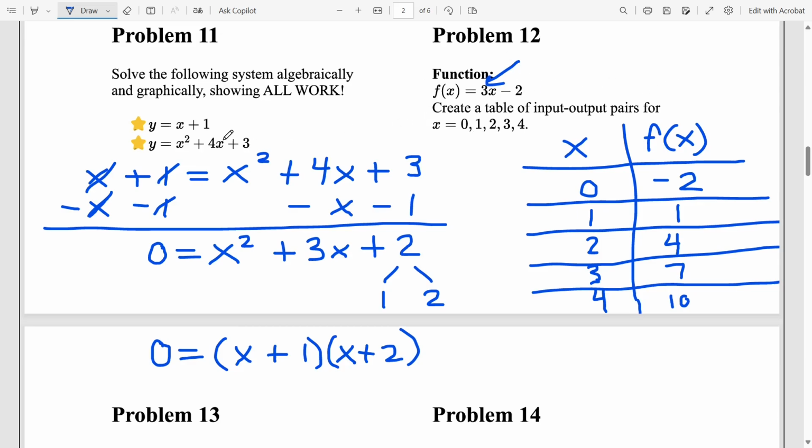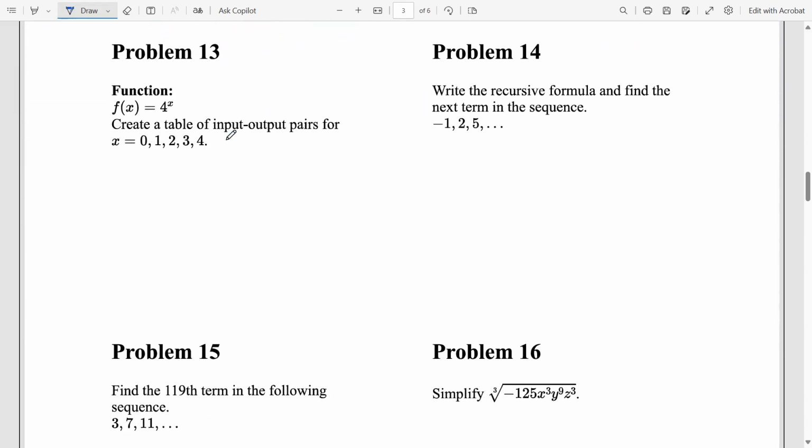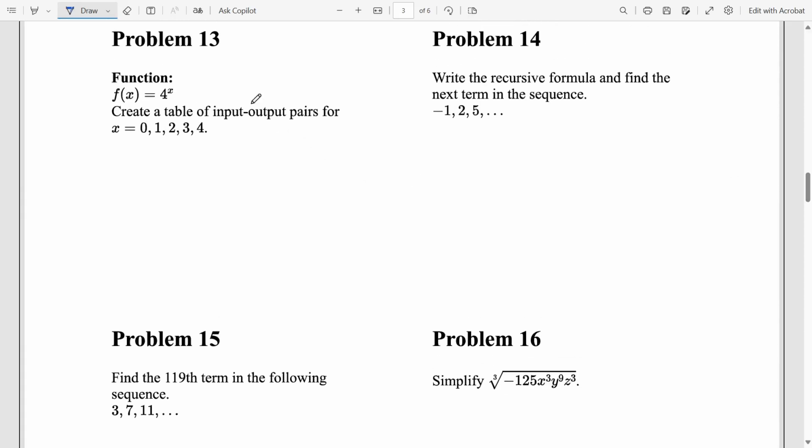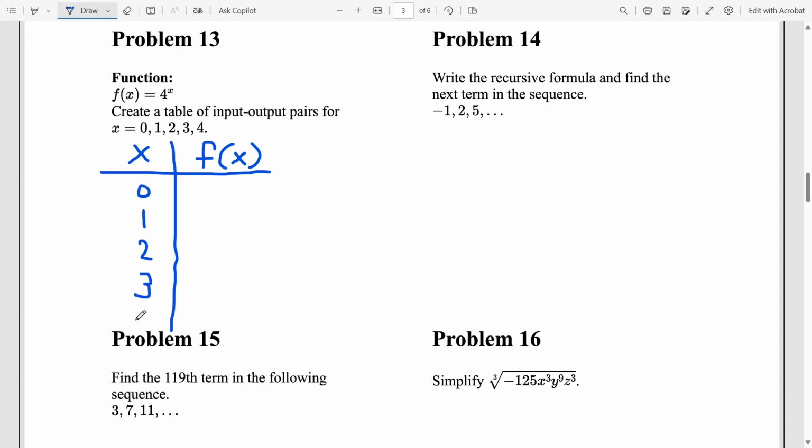All right, let's keep going. Problem 13. We're given a function for f of x equals 4 to the x power, so an exponential function. We want to create a table of input-output pairs for x equals 0 through 4. So 0, 1, 2, 3, and 4.